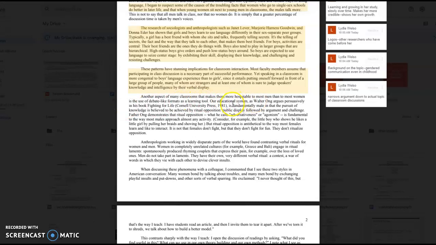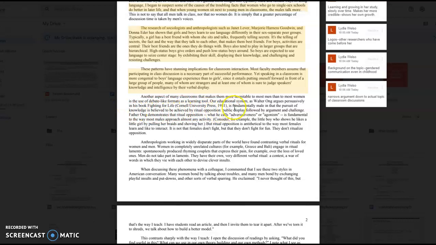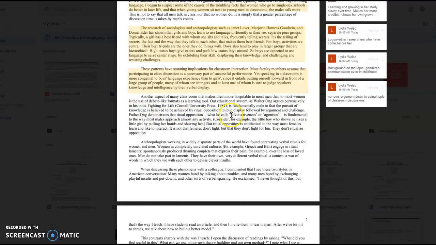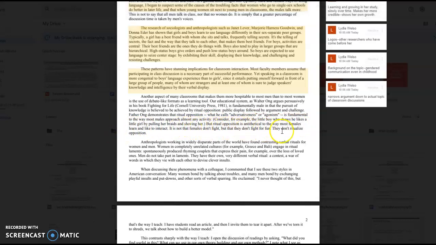Our educational system is fundamentally male in that the pursuit of knowledge is believed to be achieved by ritual opposition, public display followed by argument and challenge. Father Ong demonstrates that ritual opposition, what he calls adversativeness or agonism, is fundamental to the way most males approach almost any activity. But ritual opposition is antithetical to the way most females learn and like to interact. It's not that females don't fight, but that they don't fight for fun.